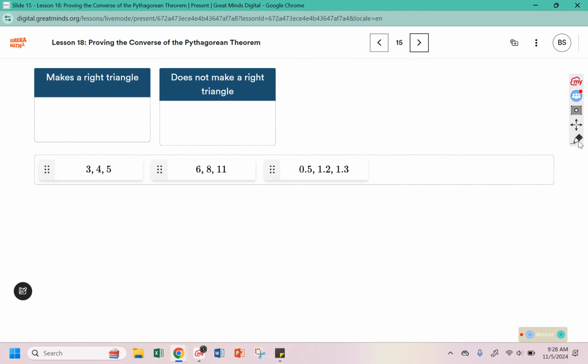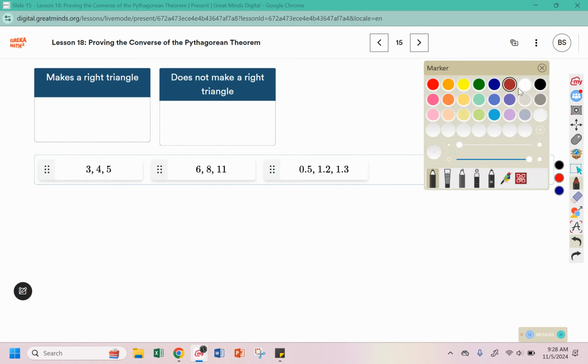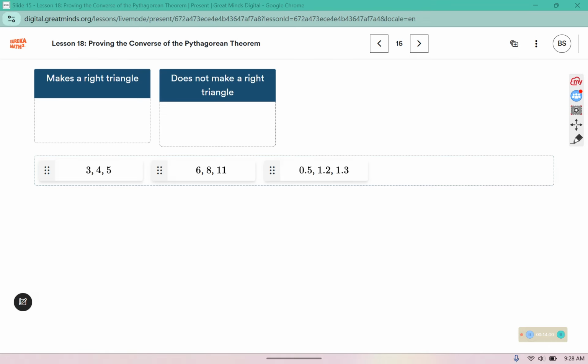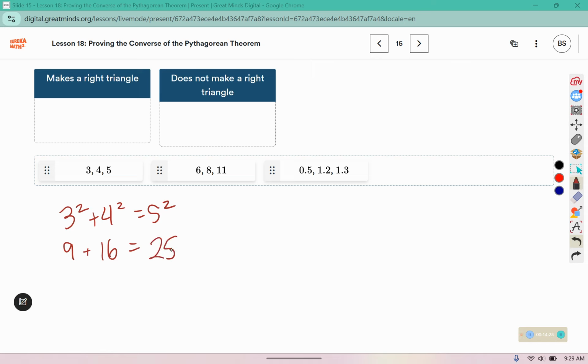So now we're going to check. Do these make right triangles? We are going to use the two smallest for A and B and the longest one for C. So 3 squared plus 4 squared, does that equal 5 squared? 3 squared, that's 9. 4 times 4 is 16, and 5 times 5 is 25. 9 plus 16 is 25. So yes, this one is a right triangle.